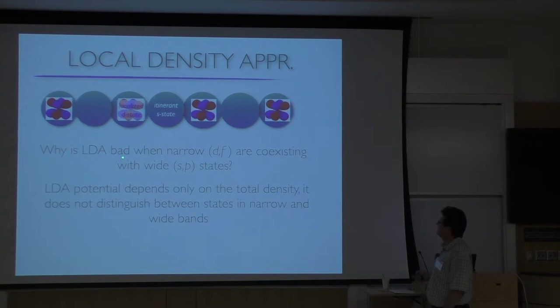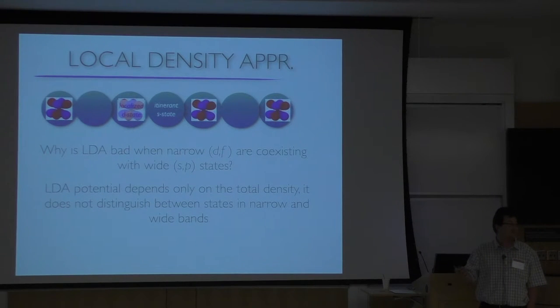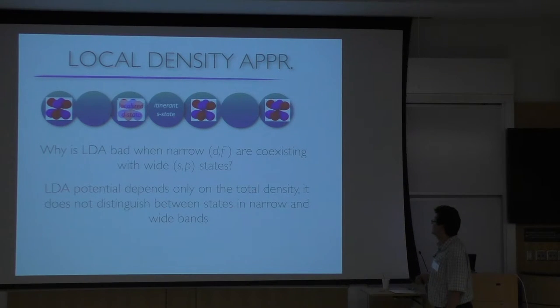But it turns out that actually LDA or GGA are not so good when we have coexistence of narrow and wide bands. Because the exchange correlation potential depends only on the total density, not on the density of the narrow bands and of the itinerant bands, DFT actually is pretty bad when you have coexistence of very different types of states, both strongly correlated and weakly correlated. So in this case, it's actually pretty bad.